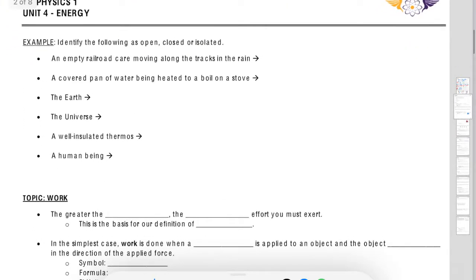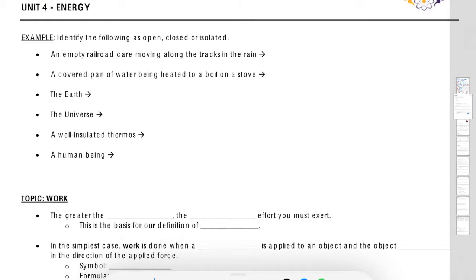And so in this next section, let's identify some systems as open, closed, or isolated. The first one is an empty railroad car moving along the tracks in the rain. This is going to be an open system because sometimes rain will get in through the windows, or maybe a door is left open. That means matter will be able to come in and out, because the rain will come in. But also, when you brake, there's energy leaving in the form of heat.